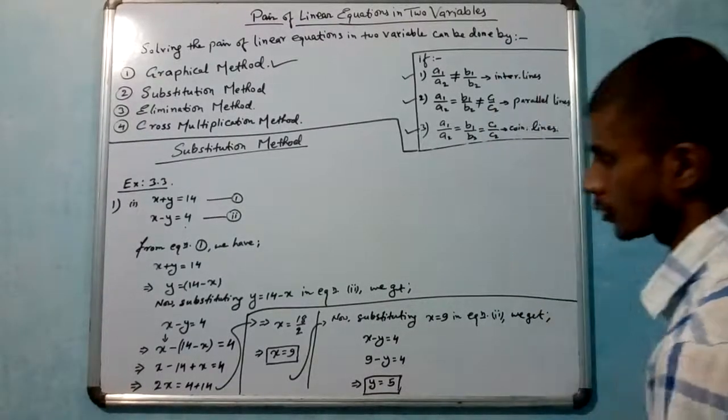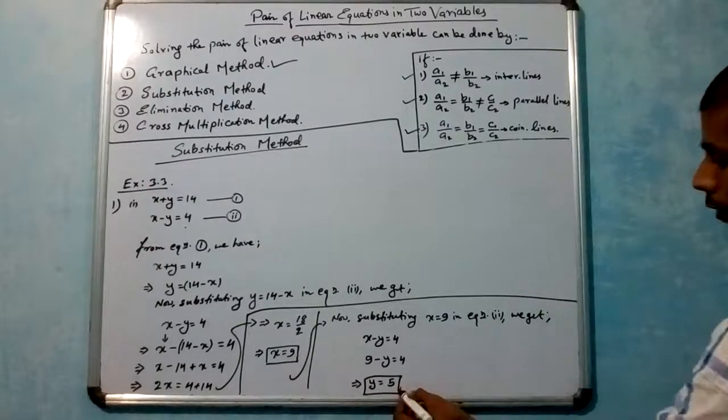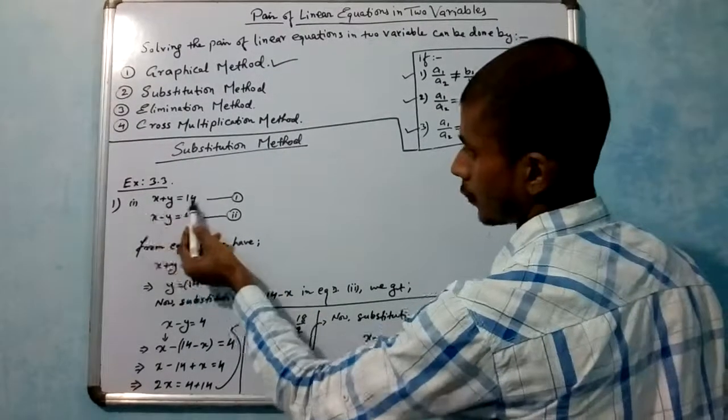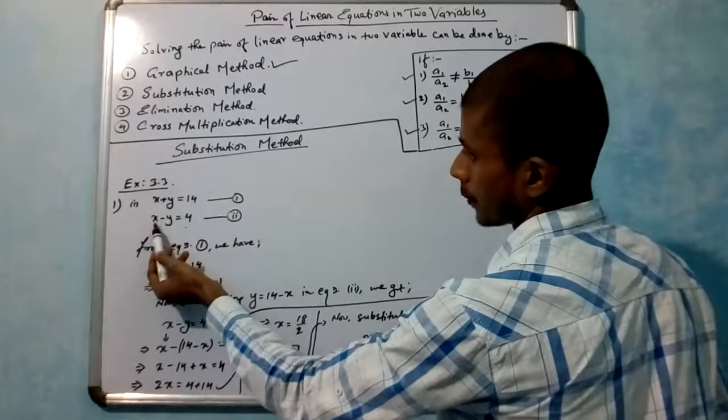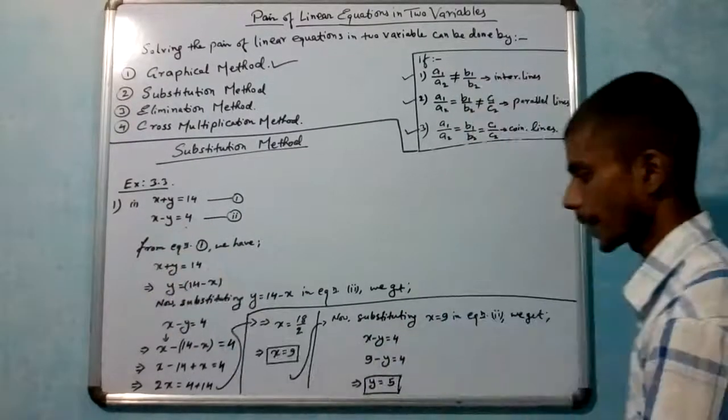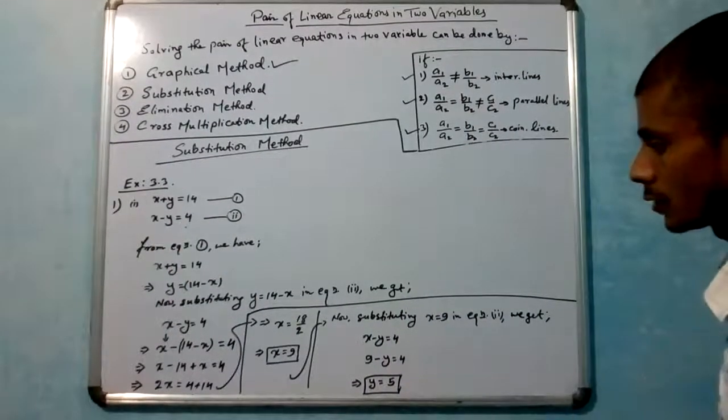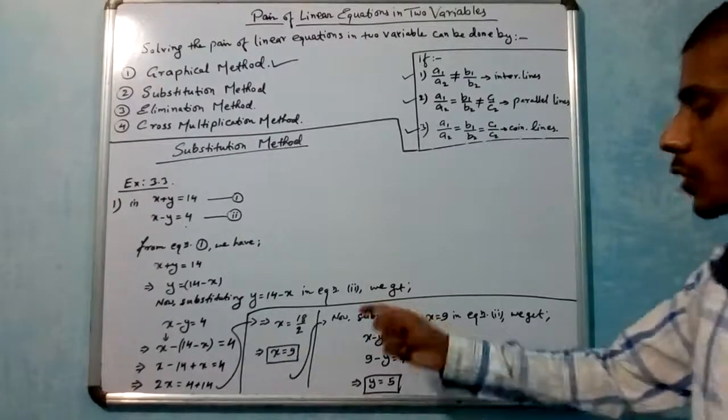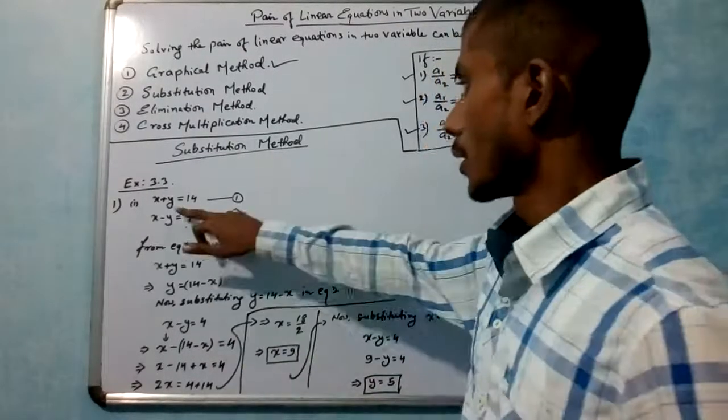Is it correct? x is equal to 9, y is equal to 5. So 9 plus 5 is 14, and 9 minus 5 is 4. Correct? So we got the right values. So this is just what substitution is.